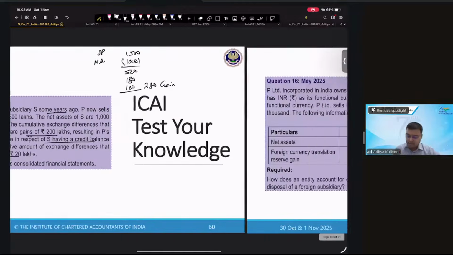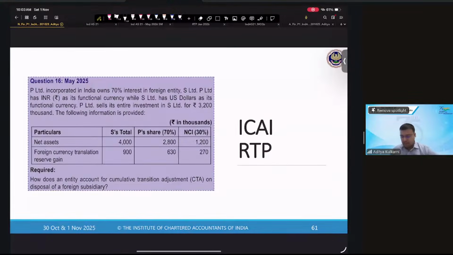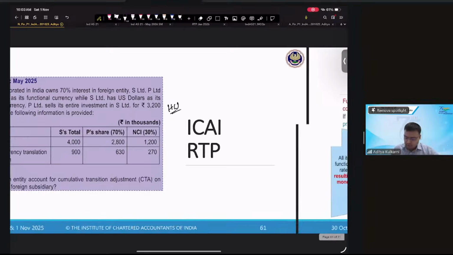Are we able to understand? Yes. Are we able to follow? Any doubts? No doubts? All right, you can try this out for homework.